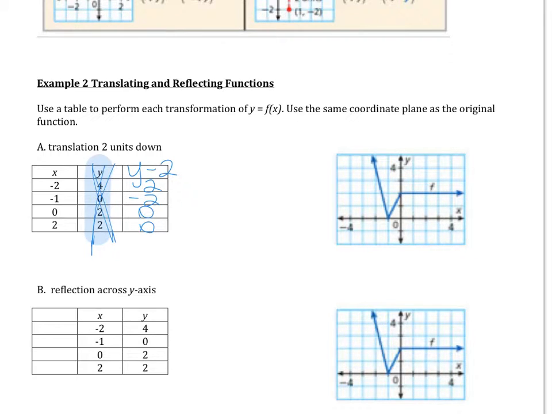So now I graph (-2, 2), (-1, -2), (0, 0), and (2, 0). And then you just connect them so it looks like this, and that would be my new function.